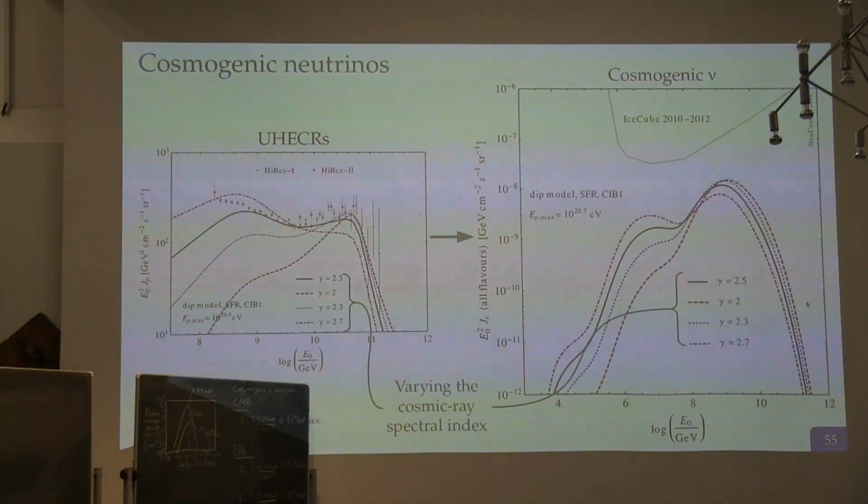Similarly, if we change the spectral index of the injected cosmic rays, if they are too different from the baseline assumption of 2.5, then we are no longer able to fit the cosmic ray data points well. And if they are too steep, like minus 2.7 or something like that, then at the highest energies we get fewer neutrinos, and that kills off the amount of neutrinos in the flux at the Earth. So it's a similar trend as the cosmic rays.